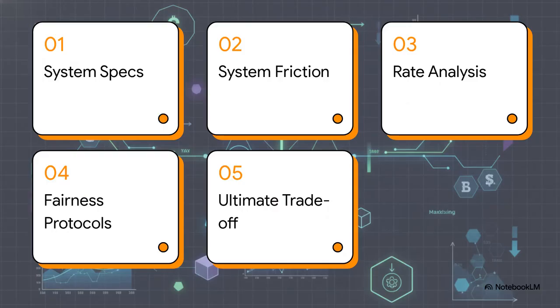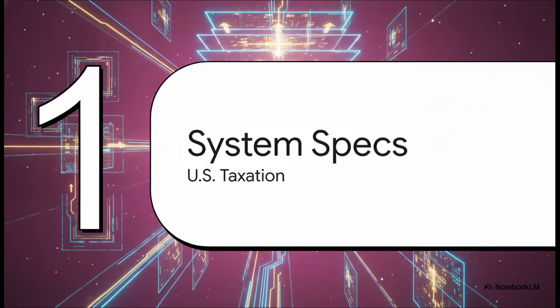So here's our diagnostic menu for today. We'll start with the system specs, then look at system friction, move on to a rate analysis, check out the fairness protocols, and finally, uncover the ultimate trade-off. All right, part 1, system specs, US taxation.